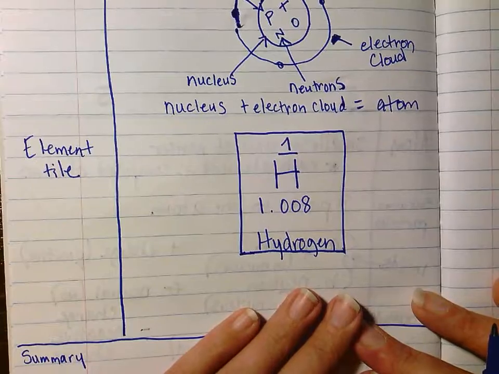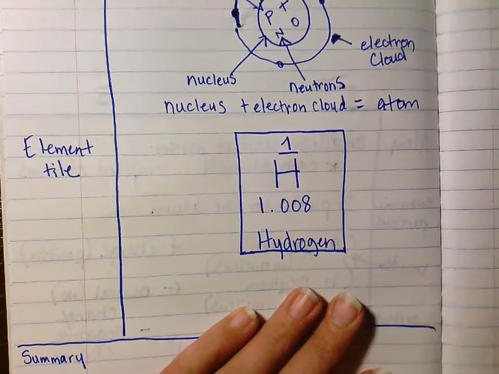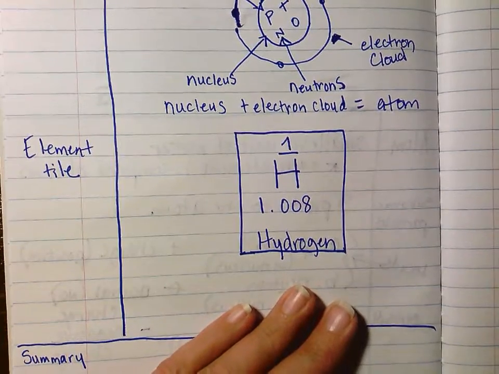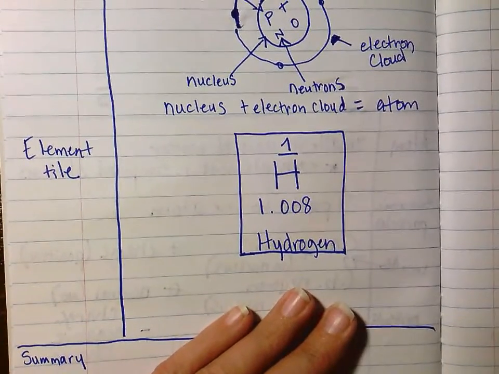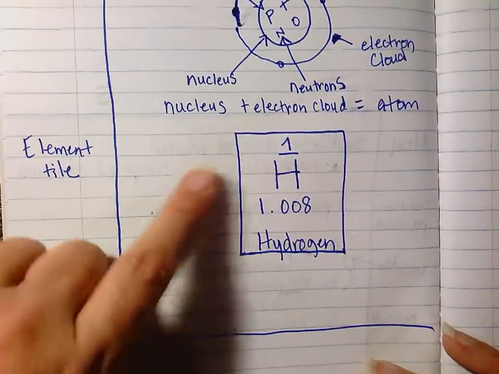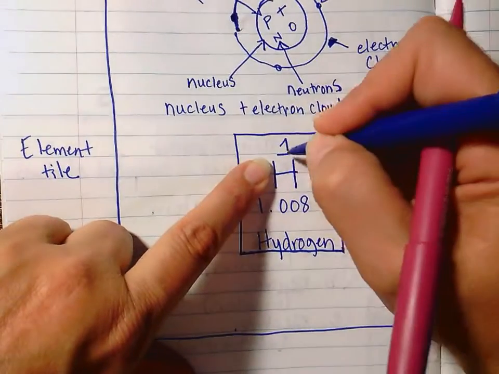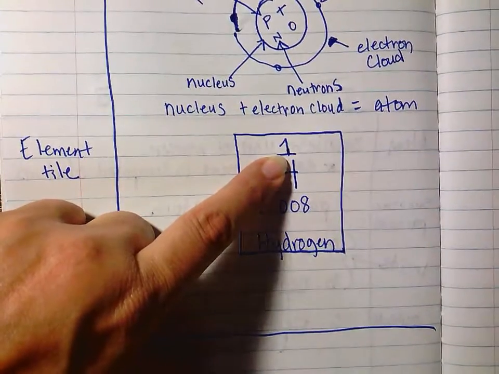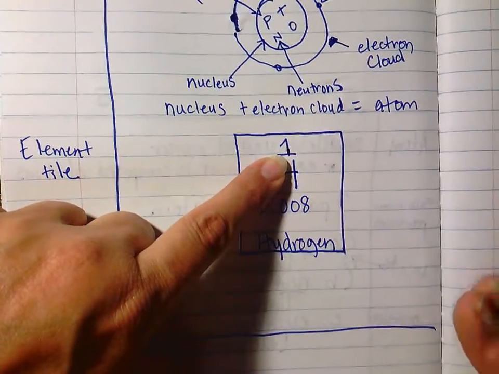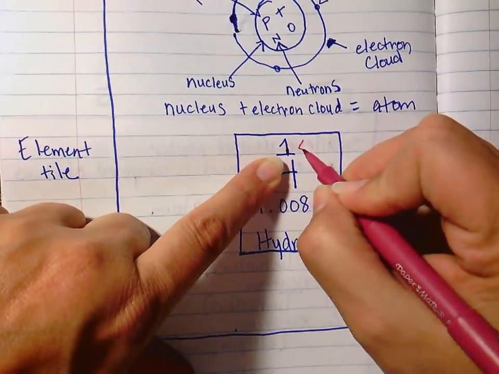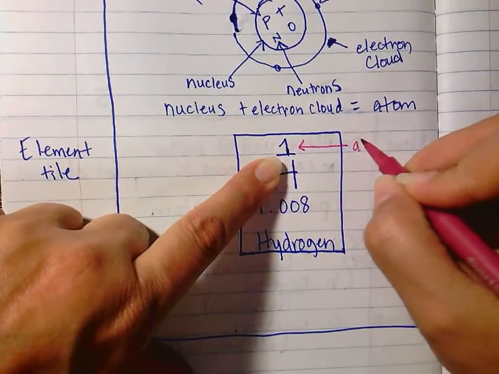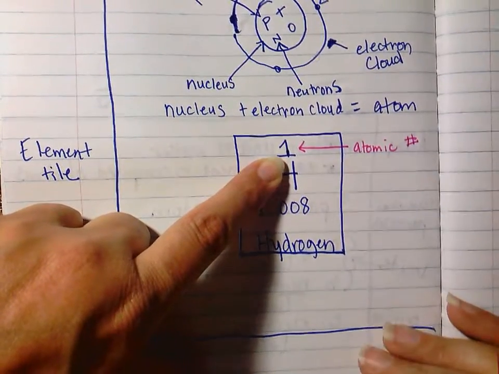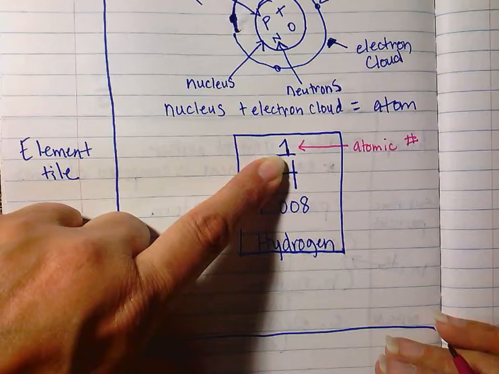Okay. Now, since we've done that, we are going to identify some parts to this tile so you know what each one means. All right? We're going to start with this top number right here, the number 1. Or any top number. Number 1, number 2, number 3, doesn't matter what it is. The top number is called the atomic number. Most of you know that. Most of you know the atomic number is on the top.